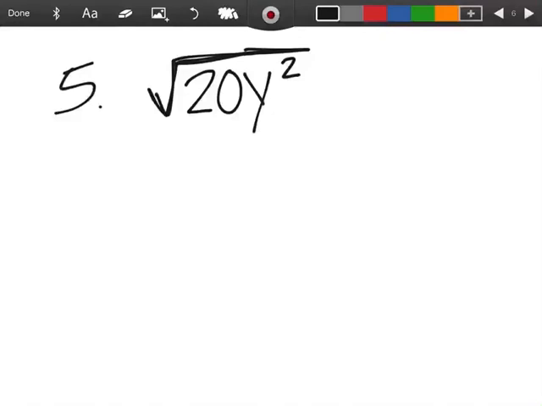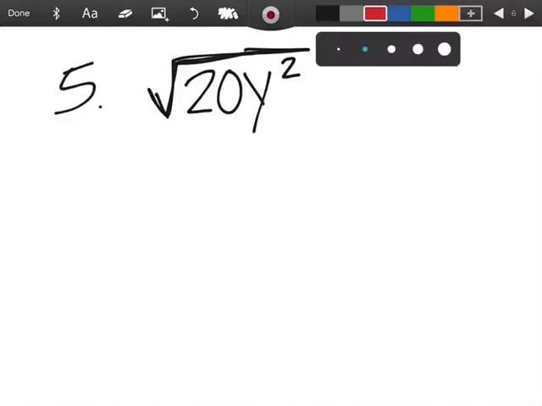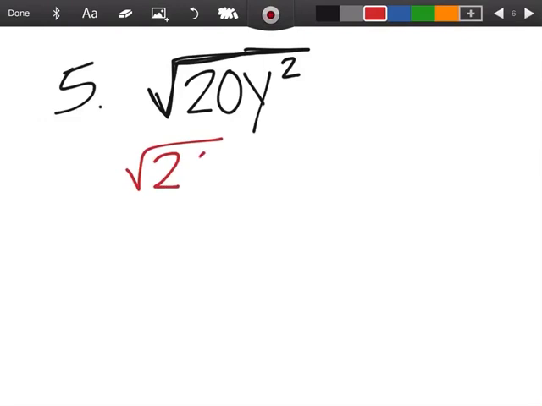So how I am going to approach this problem. I am going to split up the number part and the variable part. And eventually when we get good, maybe we'll just do it in one swoop. But at the very start, I'm going to treat them separately. I'm going to simplify the square root of 20. We'll talk about how to simplify the square root of y squared, and then our final answer, we'll put it back together.